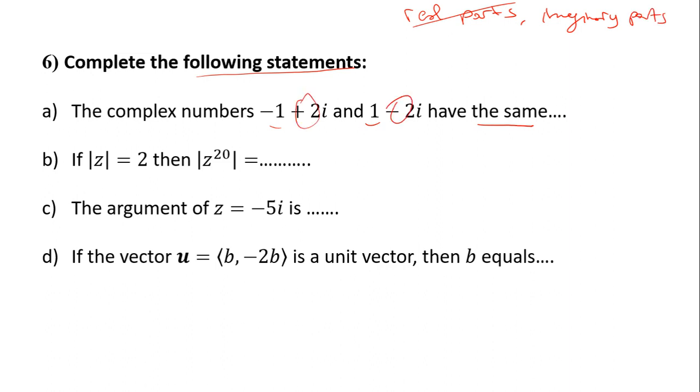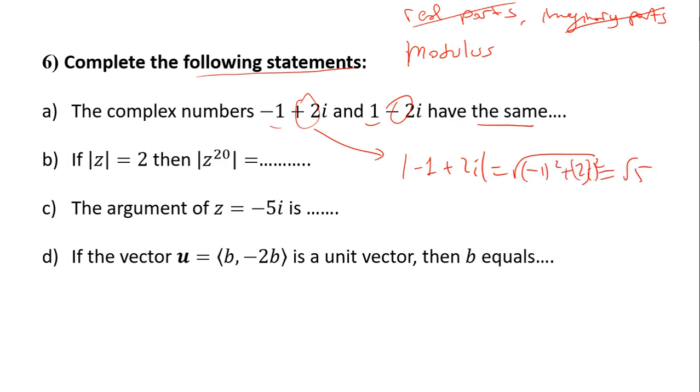2 and minus 2, no. So one other thing we can check is the modulus of z. Modulus means the length of the complex number. We can say it's minus 1 plus 2i, and here it will be minus 1 squared plus 2 squared, square root of 5, and here 1 minus 2i is equal to square root of 1 squared plus minus 2 squared, which is equal to square root of 5. Yeah, they're the same, so we can say they have the same modulus.